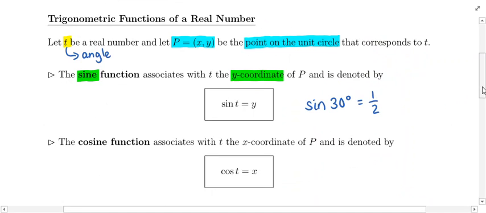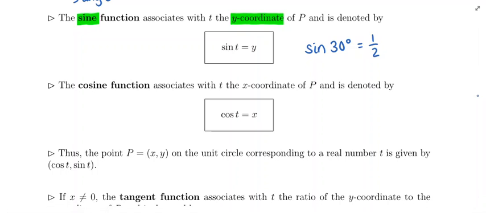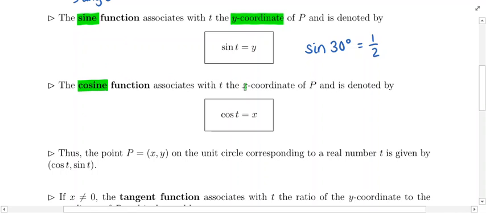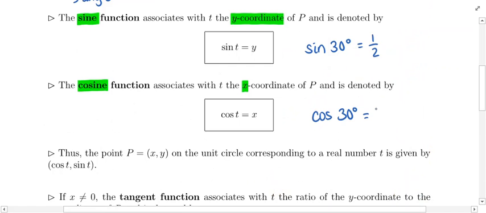Next, for cosine, the cosine function associates with t the x coordinate of the point P and is denoted by the cosine of t is equal to the x coordinate. Again, you need to remember that cosine, as far as a point on the unit circle, belongs to the x coordinate. If I wanted you to give me the cosine of 30 degrees, we would go back to our unit circle. We've already located the angle and the associated point on the unit circle affiliated with 30 degrees. We just choose the x value. So the square root of 3 over 2 is the cosine of 30 degrees.